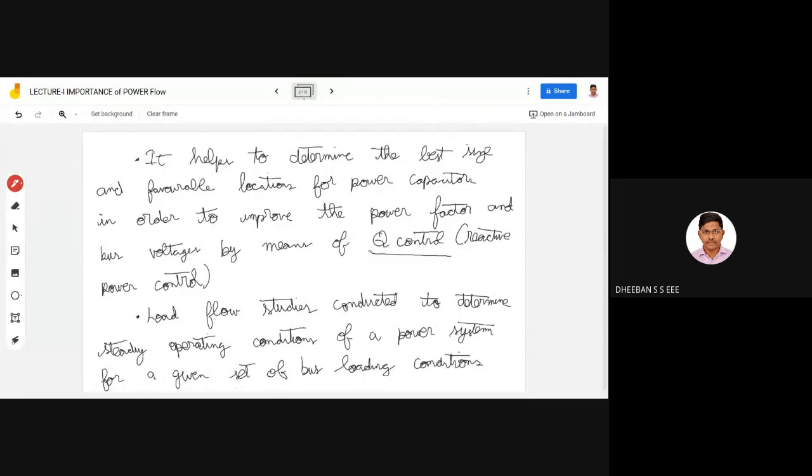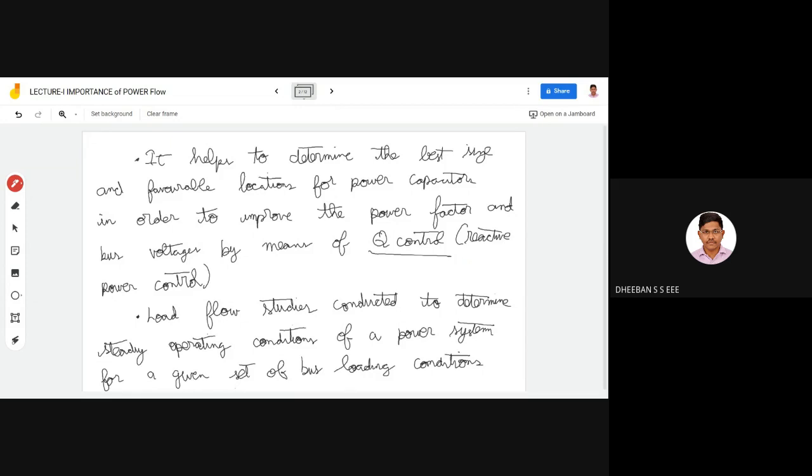And moving on, the bus voltage by means of Q control. So this is all with respect to the quality and the reactive power control. I'll be explaining it while dealing with reactive power control. So next, the load flow studies are conducted to determine the operating condition of a power system. This is a very important thing.